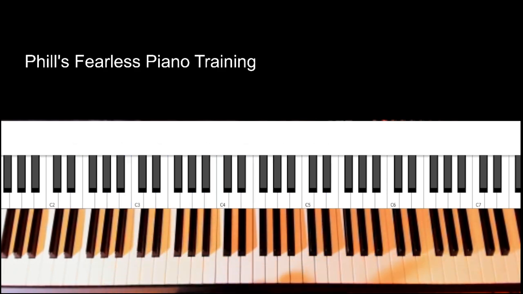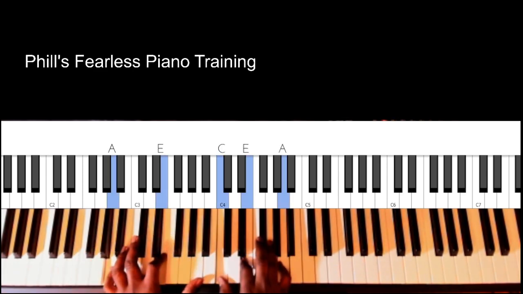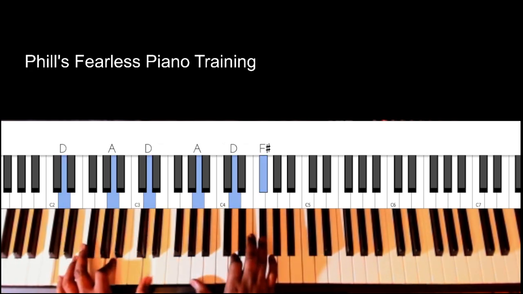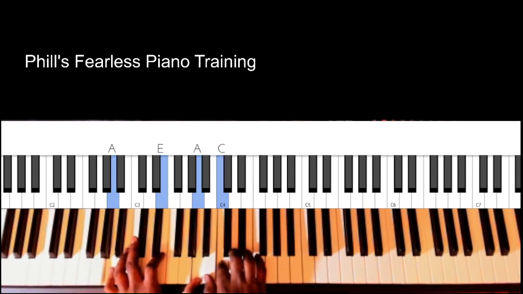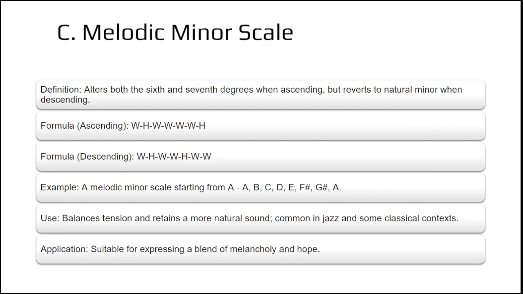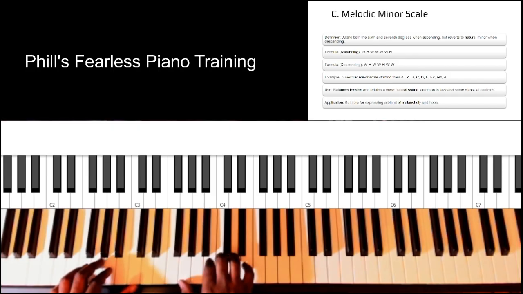So that feel where it's kind of like bittersweet. It's kind of like a bittersweet chordal assortment in that it's dark first. And yeah, so the melodic minor scale, like I said, it alters the 6th and 7th degrees when ascending, but reverts to the natural minor when descending.